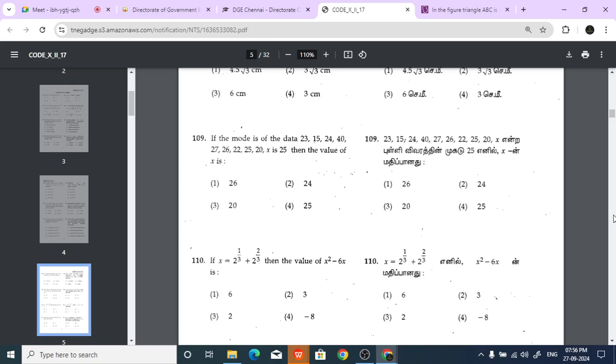If the mode is 27, what is the value of x? 27, sir. 27. So, you should be very clear on these things. Okay? Right.